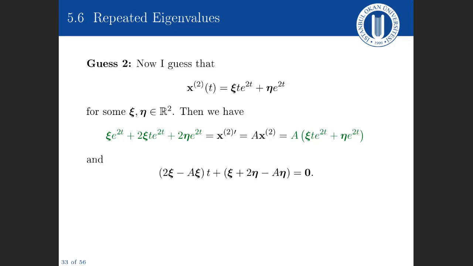Again, everything includes an e to the power of 2t. We could cross these all out. And rearrange slightly. (2 xi minus A xi) t plus (xi plus 2 eta minus A eta) is equal to the 0 vector. And this must be true for all time. Again, if we put t equal to 0 in, the first thing would vanish, and the second bracket must be equal to 0. But if the second bracket is equal to 0, and we replace t by 1, then we have 2 xi minus A xi is equal to 0. So the first bracket must also be equal to 0.